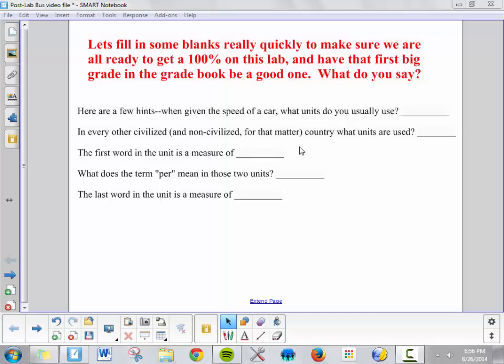What does the term "per" mean in both of those? Miles per hour, kilometers per hour. Well, that of course means division, or to divide. And the last part, in miles per hour or kilometers per hour, of course, the hour is a measure of time. So that should get you thinking about what you are actually measuring and what speed truly represents.